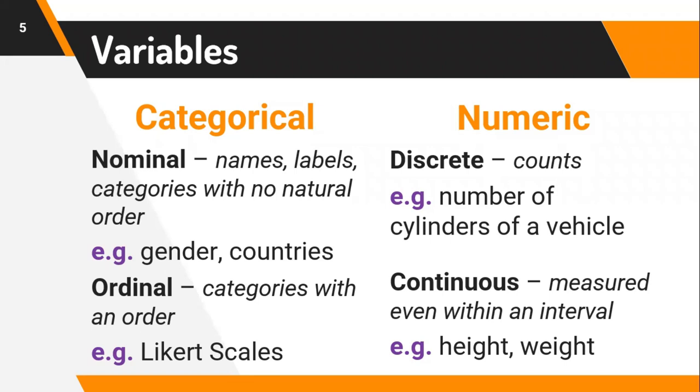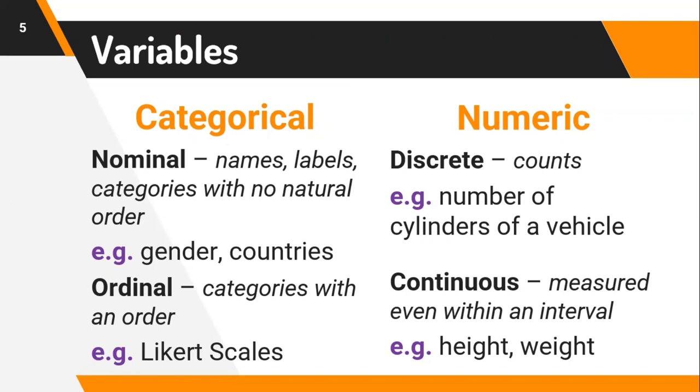Under categorical variables, we also have the nominal variables and the ordinal variables. The nominal variables are the names, the labels, and the categories with no natural order. For instance, as shown on the screen, we have gender, countries, and a whole number of examples that you can cite. But the ordinal variables are also names, labels, and categories, but with an order, and they are usually found in Likert scales. So you will normally have, on a scale of 1 to 10, how do you rate my teaching? Or maybe you have a questionnaire item, and you want to seek the perception of the respondent as to whether they strongly agree, are neutral, disagree, and those kinds of things. So we have an order with these categories, and those are the ordinal variables under the categorical variables.